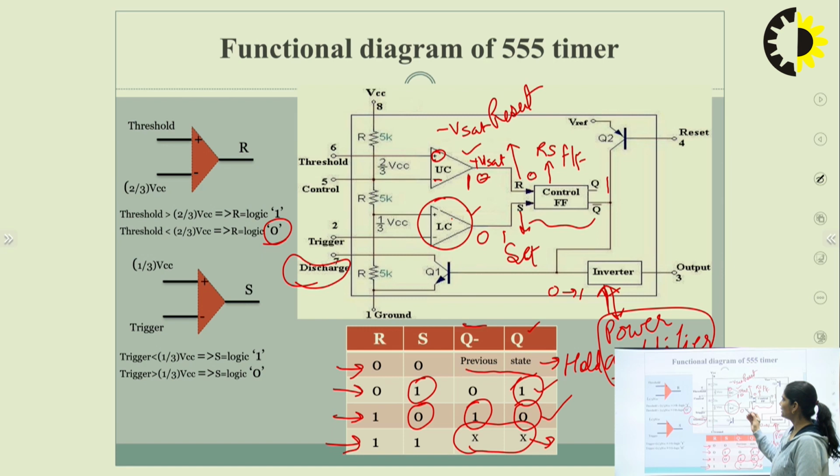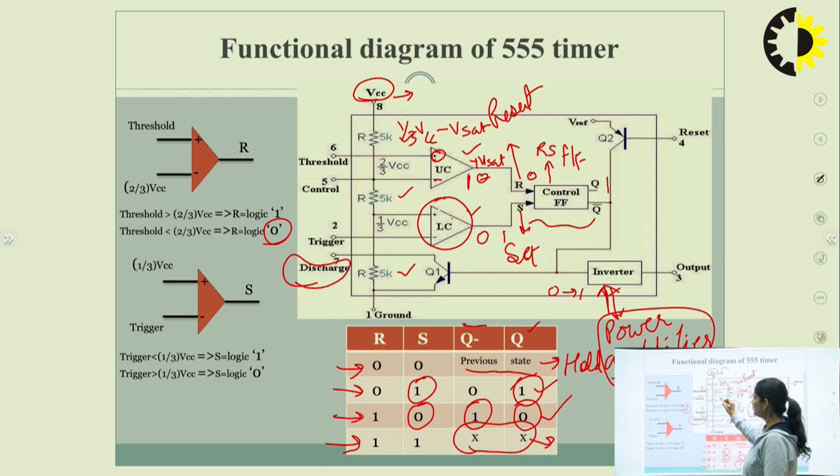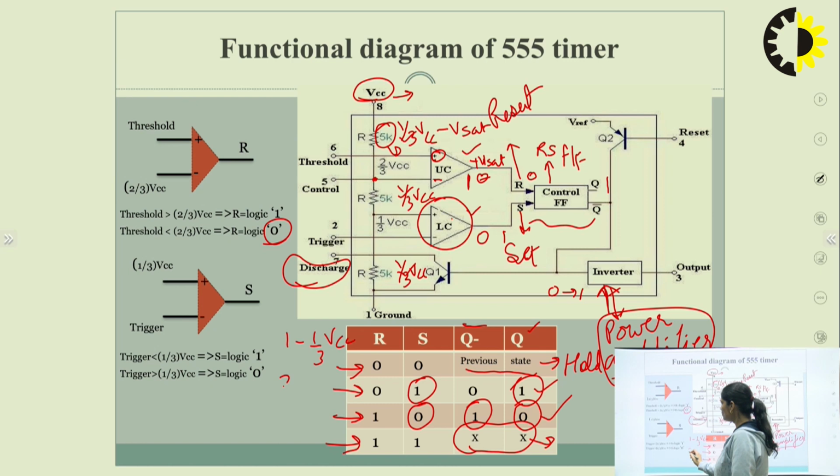Now you can see here, the power supply is VCC, and you have three resistances of 5 kilo ohm, which means the voltage drop across these three resistances is the same. If the power supply is VCC, the voltage drop here is 1 by 3 VCC, here also 1 by 3 VCC, and here also 1 by 3 VCC. Okay, now if you want to check the voltage across this point, across this pin 5, the voltage drop across this 5 kilo ohm resistance is 1 by 3 VCC. So total VCC minus 1 by 3 VCC is equal to 2 by 3 VCC. And at this point, your voltage is 2 by 3 VCC.